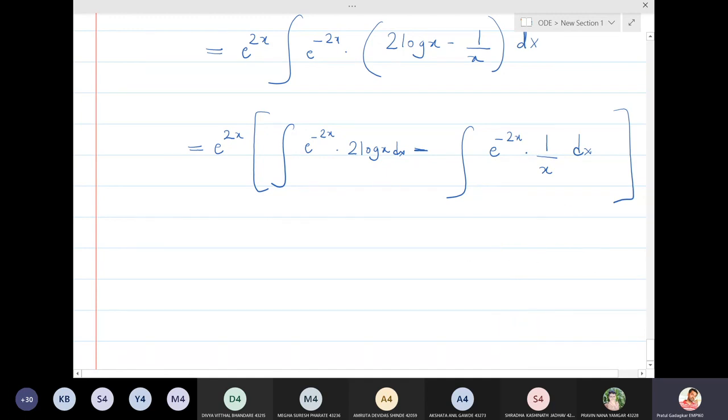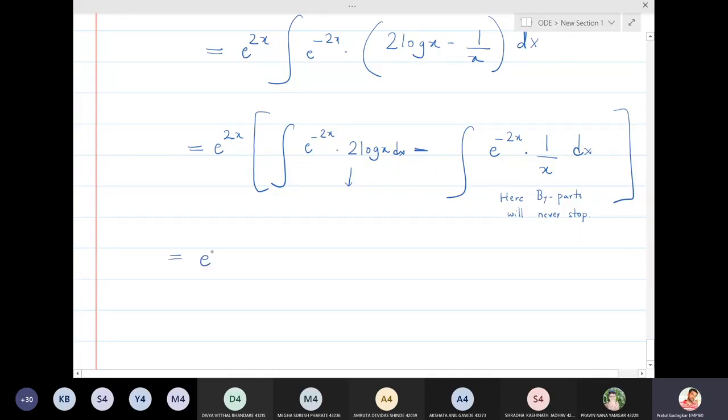When do you use by parts? Usually, when you use by parts, one of the terms in the product becomes 0. Otherwise, the by parts will never stop. So here, integration by parts will never stop. So I will not do the second integration by parts. Okay, but let me try for this one. I will do only one step of this by parts.